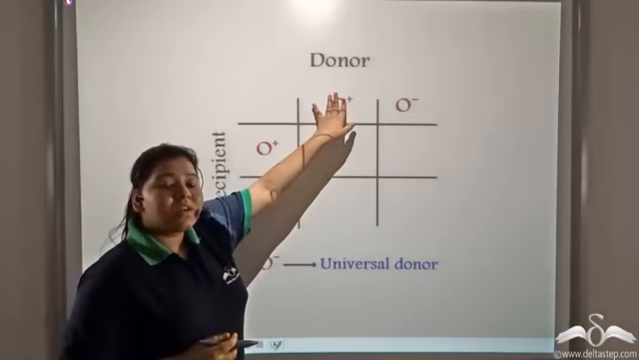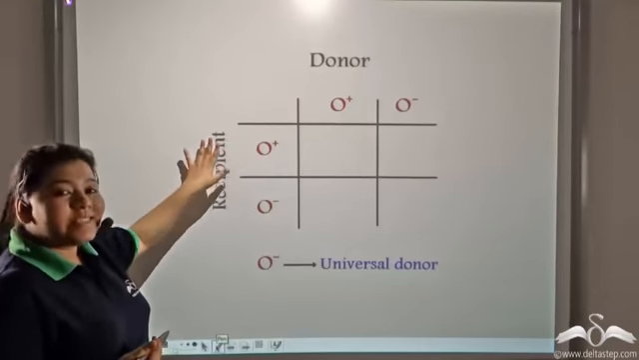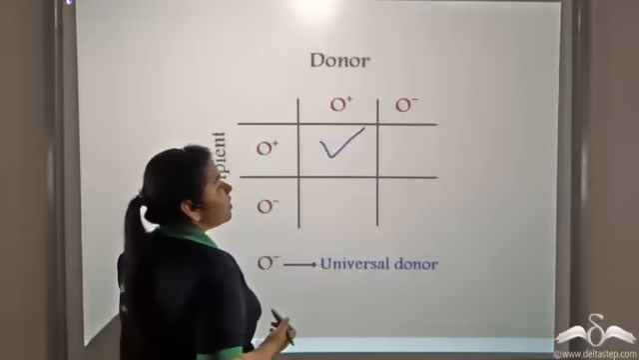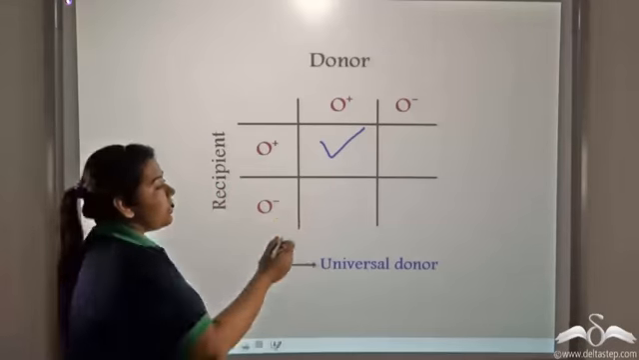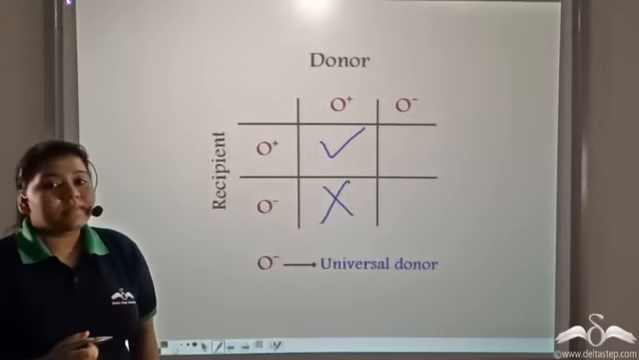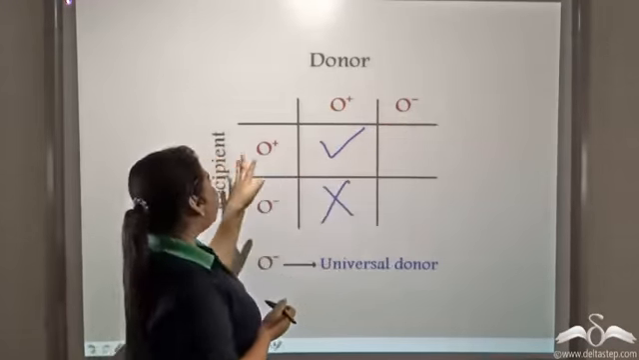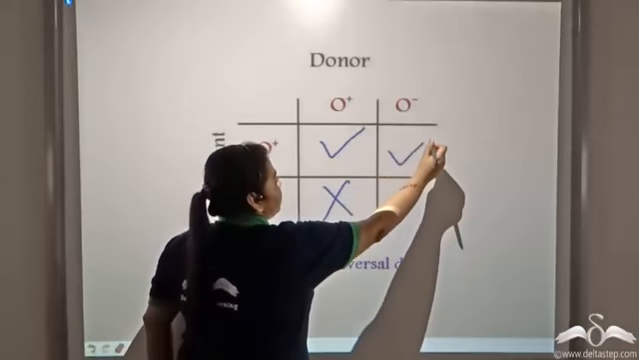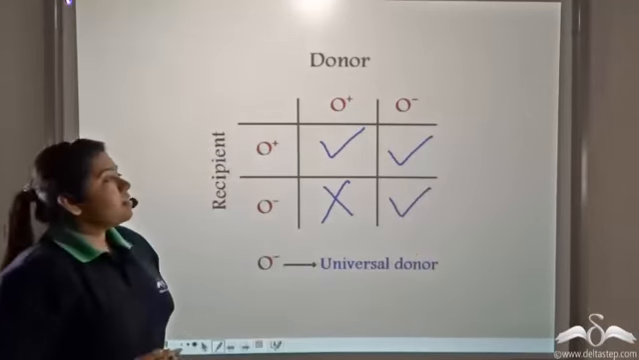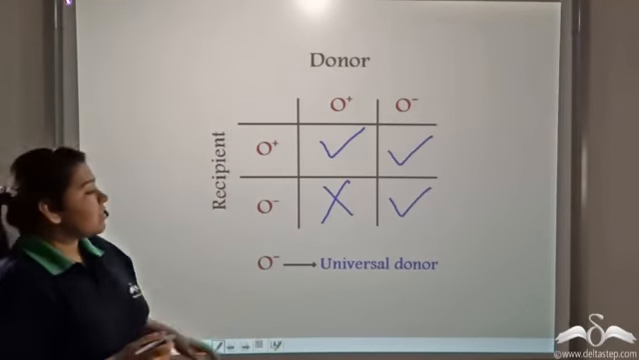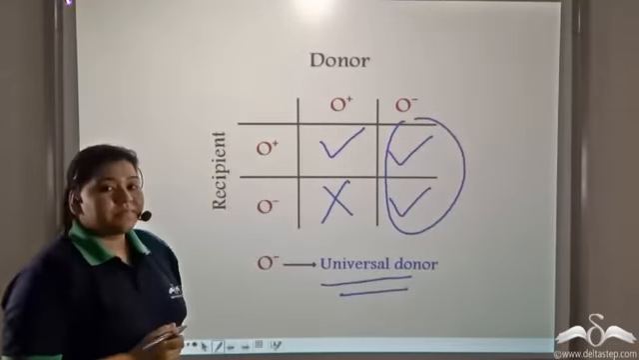Now see, if the donor is O positive, he can give blood or donate blood to a recipient who is O positive. But he cannot give or donate blood to a recipient who is O negative. A donor having the blood type O negative can donate blood to a recipient who is O positive or a recipient who is O negative. So from here we can see that O negative is the universal donor.